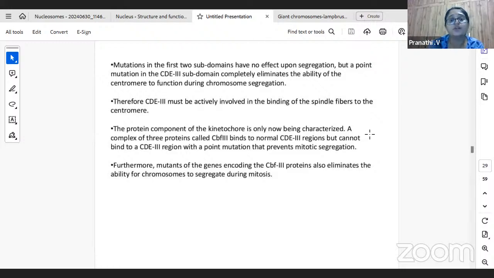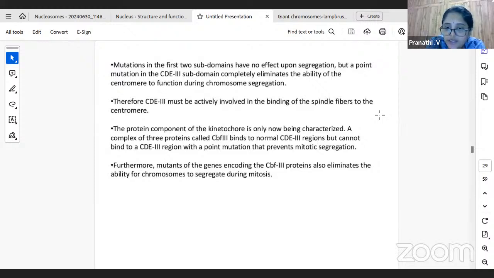So we can conclude with this that in the binding of the spindle fibers to the centromere, CDE3 has an active role. And now when you look at the protein component in the kinetochore, you have three proteins, which are CBF3, and this binds to the CDE3 region. It can, but then it cannot bind to a CDE3 region whenever there is a point mutation. So this shows that CBF3 binding is important for DNA or chromosome segregation.